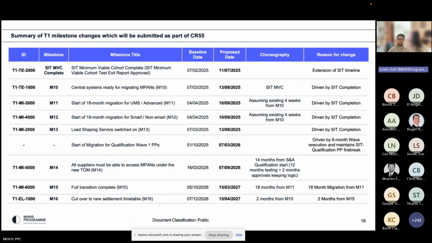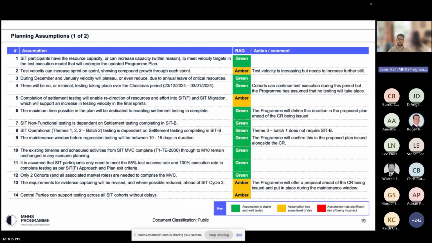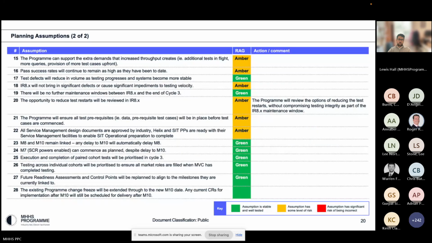Cool. If we just keep moving on, I will quickly just point to the next set of slides. So like I said, we'll share these around imminently, but just so you've got them. In terms of planning assumptions, we've got 2 slides here of assumptions. We've ragged each of them with a view of green being a stable and viable assumption that we think is well tested, amber being that there's a certain level of risk in there, red being that we think it has significant risk of being incorrect. What I can say is that there's no red assumptions in here. There are some ambers, but there will always be a certain level of risk in the plan. So if we just move on quickly. And again.